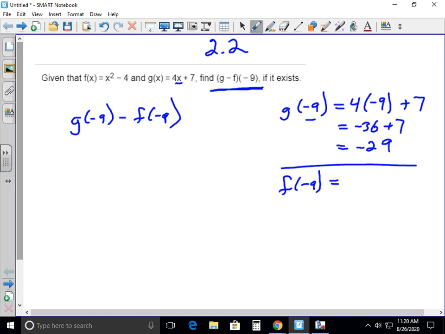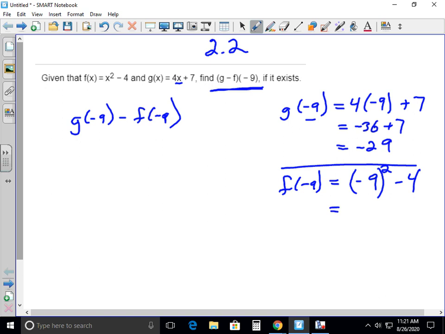So f of negative 9, f is our input squared minus 4. Notice every time I'm putting something in place of the variable, I'm putting a parenthesis around it. If we did not put a parenthesis around the negative 9, if we just wrote this, that would not be squaring negative 9. And our function says to square our input. This only squares the 9, and then it applies the negative symbol. We want to square that whole piece.